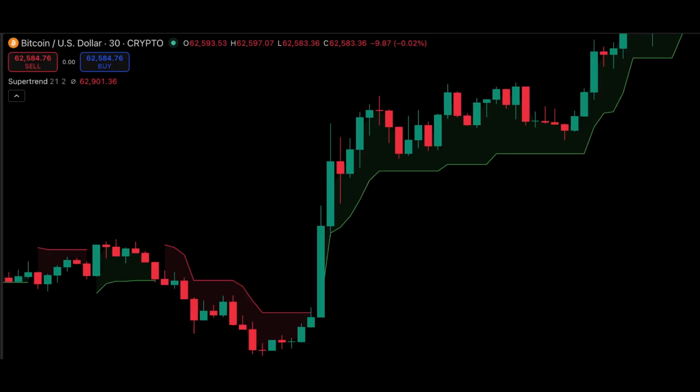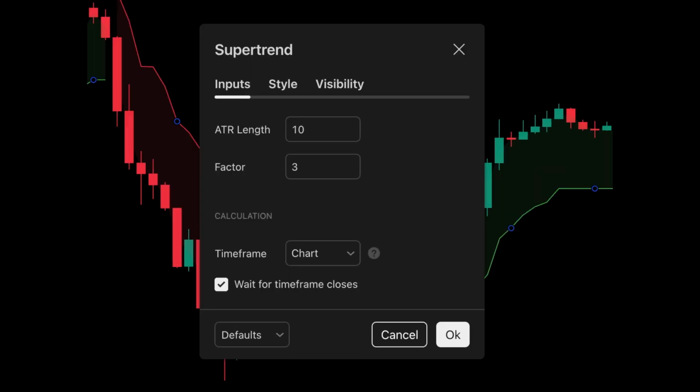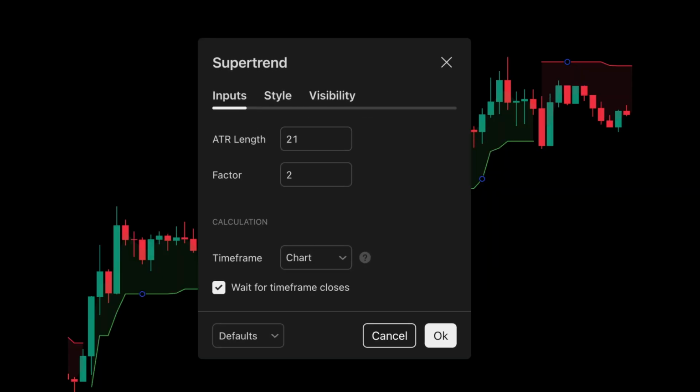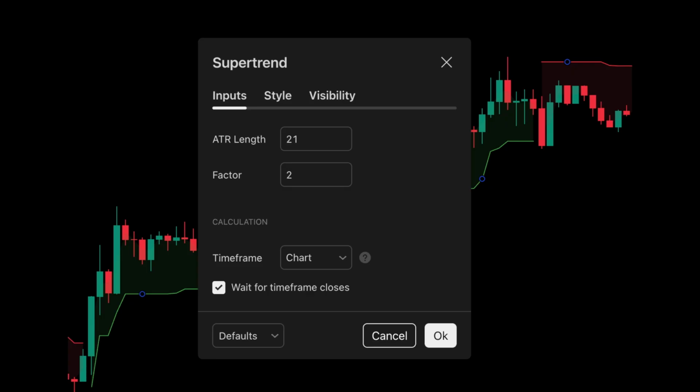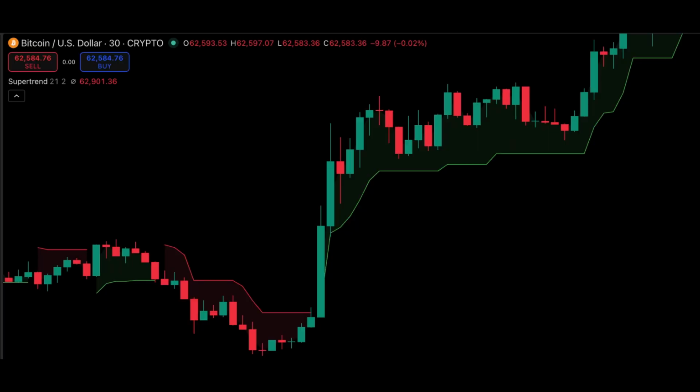Now, one important thing. These settings, and even the time frame, aren't random. I actually tested multiple Supertrend combinations before settling on this one. So if you're curious why this works better than the others, you can check out my previous video where I break everything down in detail. But for now, just apply these settings, stick to the 30-minute time frame, and let's continue with the strategy.